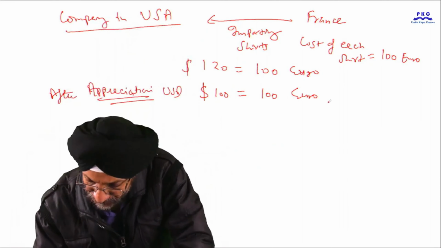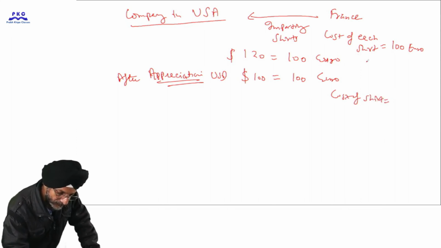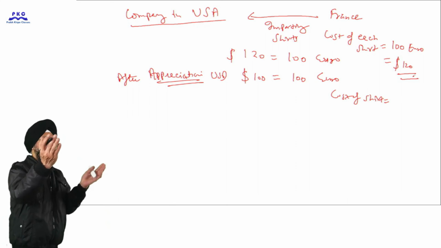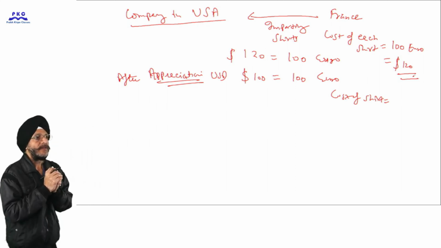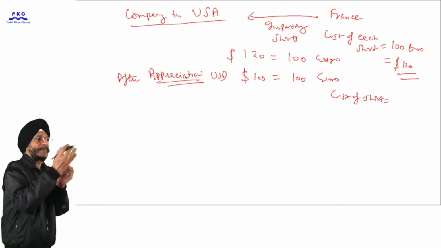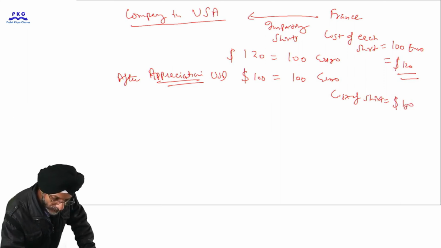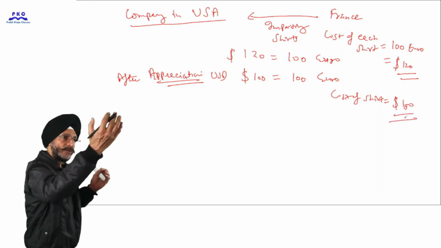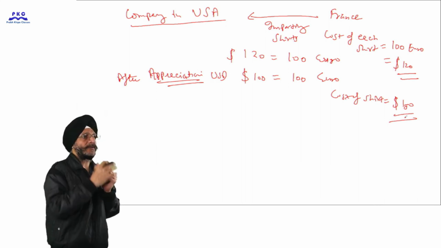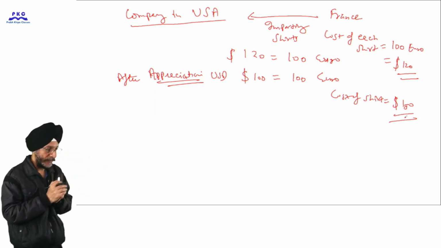Now what is the cost of the shirt? Earlier you had to pay 120 US dollars when you were importing. Now when there is appreciation in the domestic currency of US dollars, you have to pay only 100 US dollars. So the cost of imported goods for the buyers, that is the residents of USA, has become cheaper. Imported goods have become cheaper.